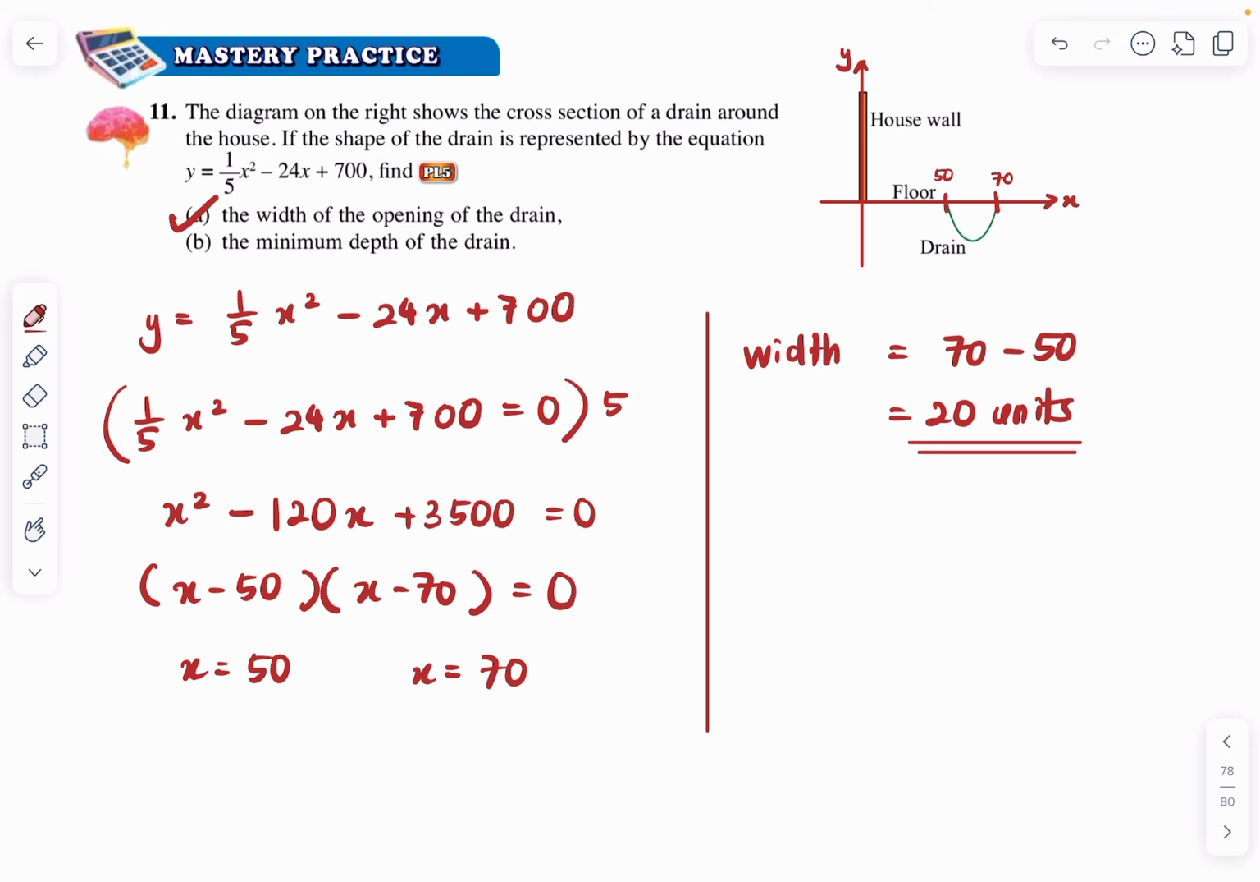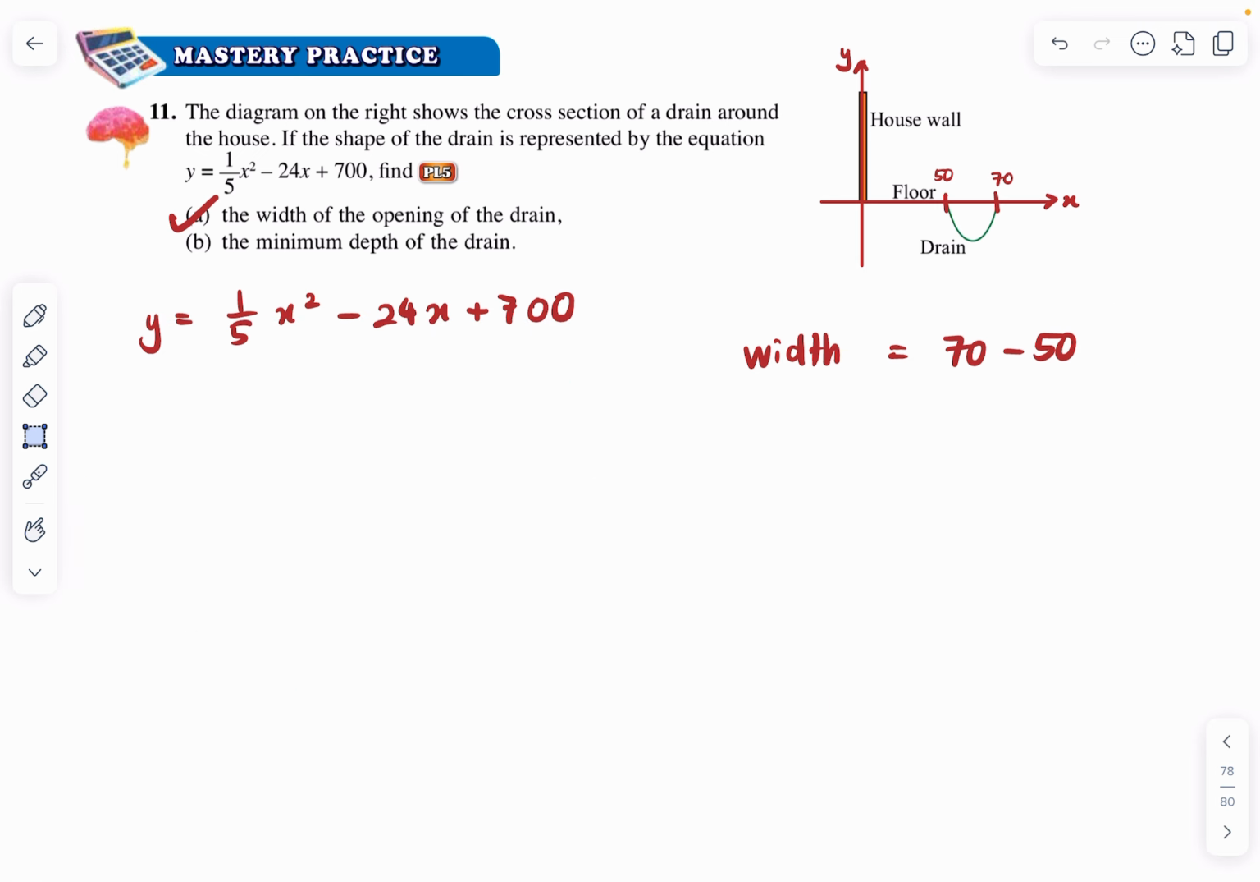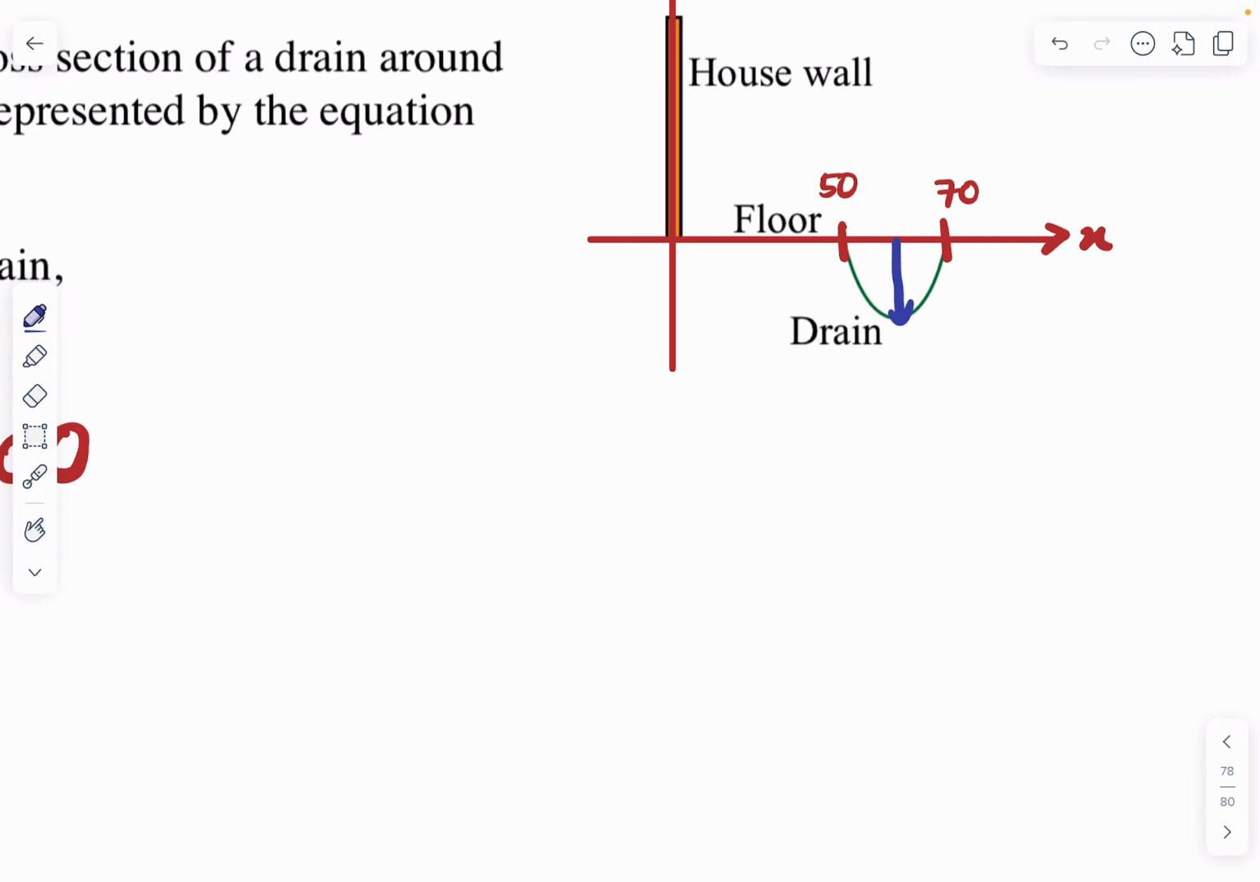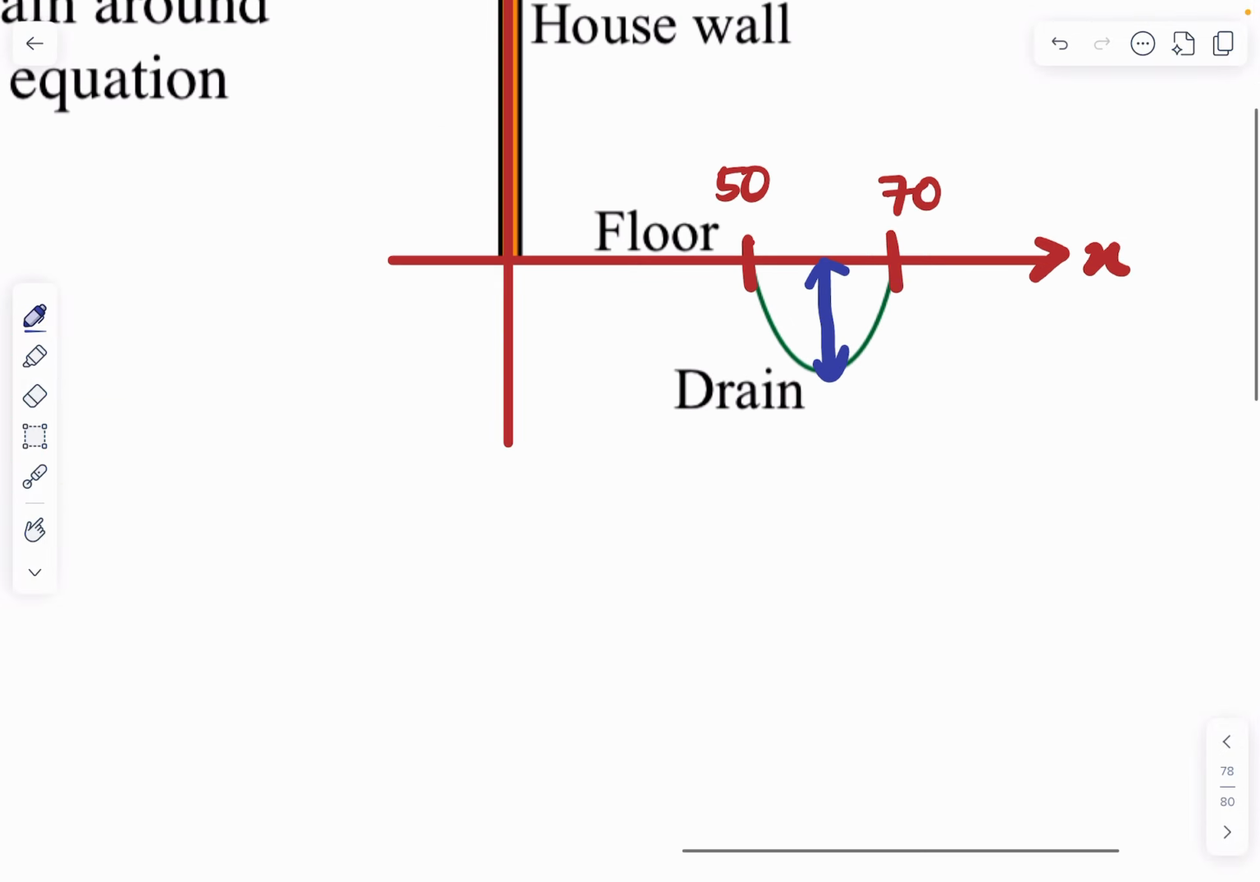Next, the minimum depth of the drain. Okay. So to find the minimum depth, they are talking about this length. So we can use the equation actually to find the y coordinate here, since we can figure out the x coordinate easily. Okay, so if this is 50, this is 70, right in the middle would be 60. So this x coordinate here would be 60.